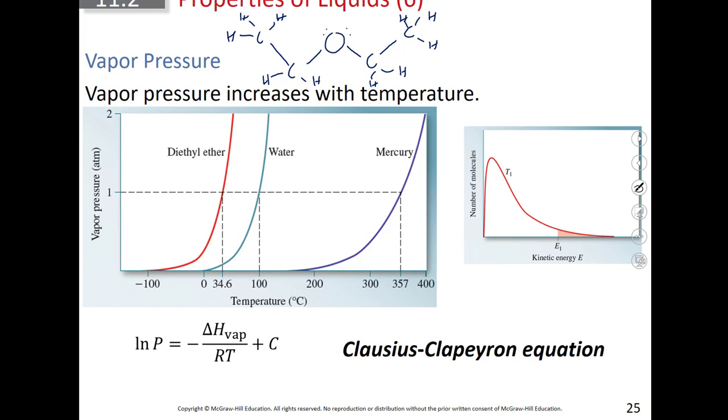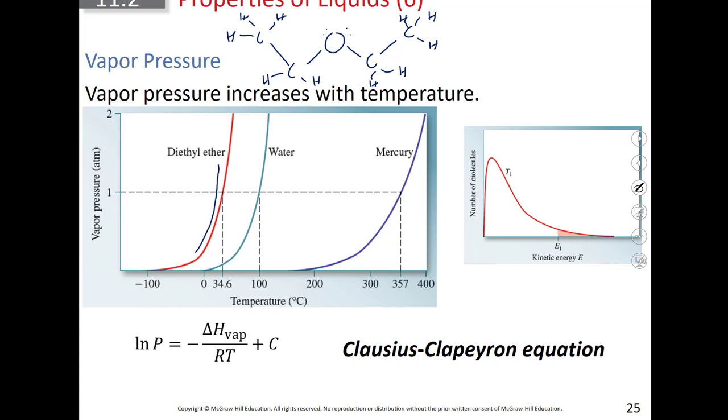As you see, when you look at these curves here, diethyl ether's vapor pressure will increase at a lower temperature than water, which means diethyl ether will vaporize at a lower temperature than water will, because water has that stronger interaction holding the molecules together, meaning holding it in the condensed phase, in the liquid phase, so it's going to have a stronger force holding it there.